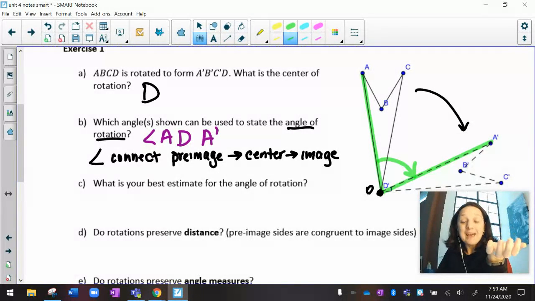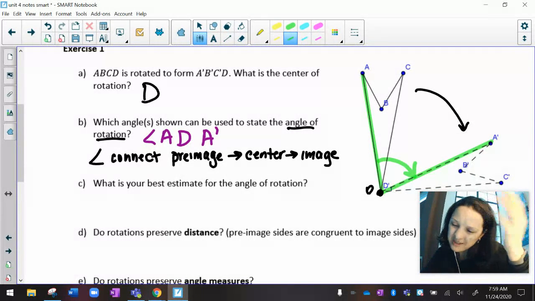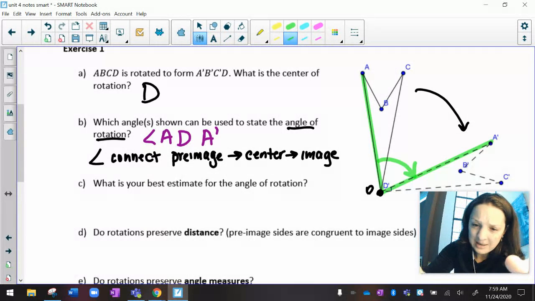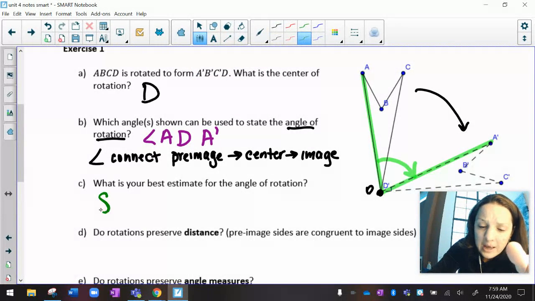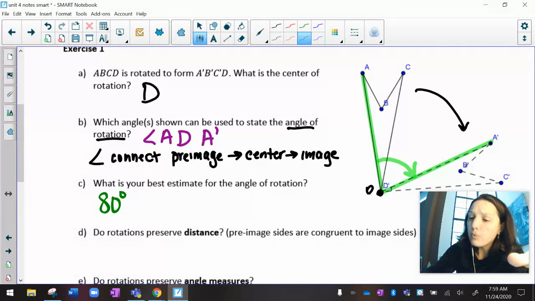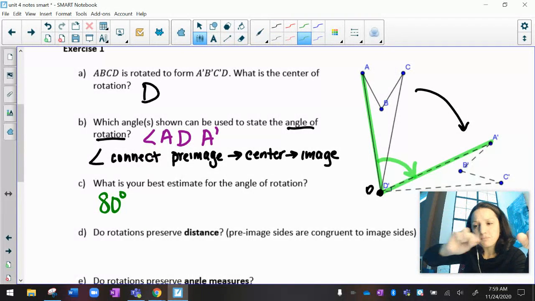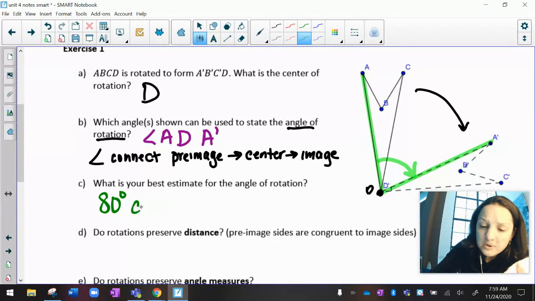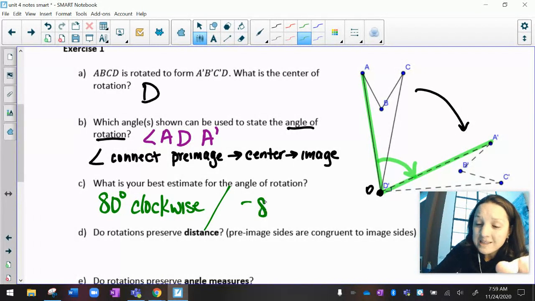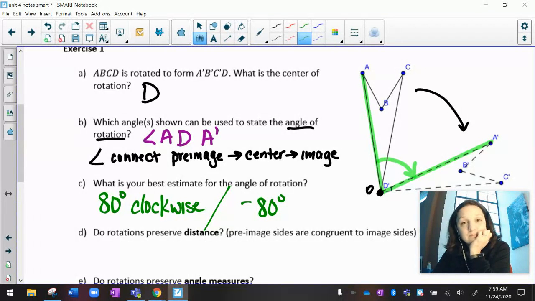Then it says, what is your best estimate for this angle of rotation? Well, that looks like a little bit less than 90, I would say. So I'm going to say that this is maybe an 80-degree rotation. And if I think about spinning it, to me that looks like it's going clockwise. So you would say this is an 80-degree clockwise rotation, or you could say it's negative 80. Either way is fine. If you just said 80, technically that's wrong because positive 80 means counterclockwise, and we went clockwise.